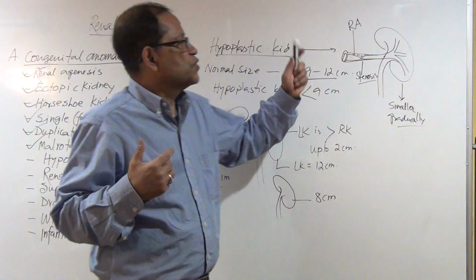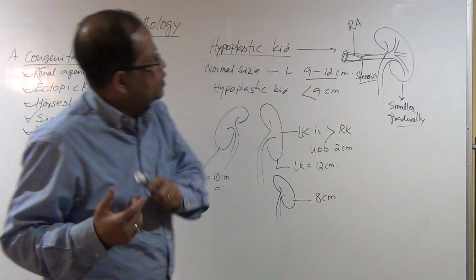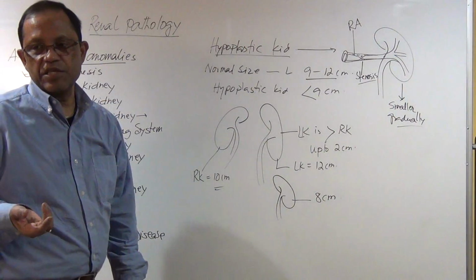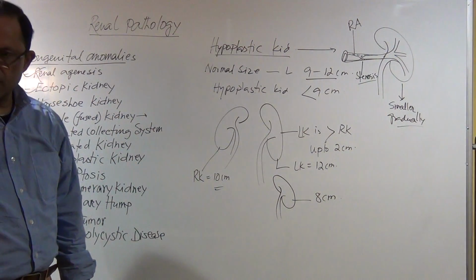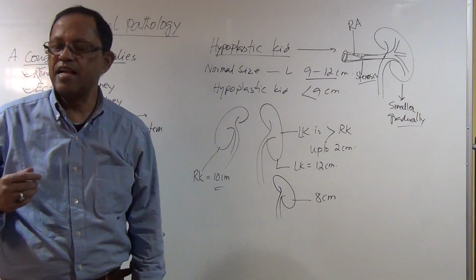Not like that. So now, question is, if you see bilaterally the kidneys are small. One kidney is 9 centimeters, another kidney is 8 centimeters.